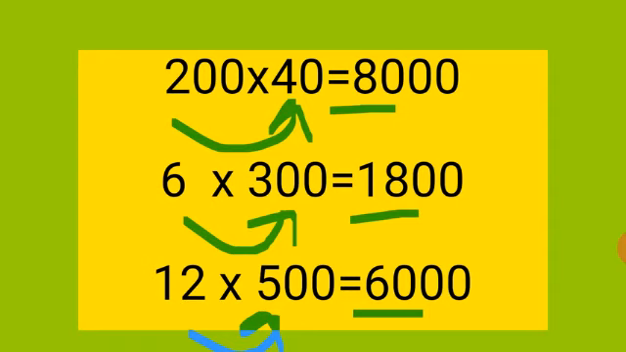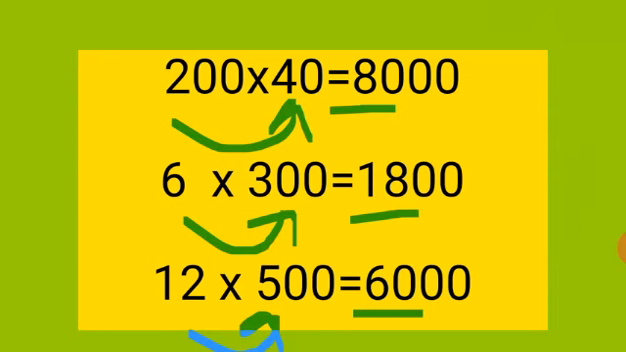Okay, if we move to the next one, 6 into 300, now what we have to do, 6 threes are 18. Again the same thing, we just have to multiply the first two numbers. First number, 6 threes are 18, and then it is going to be followed by 2 zeros, taken from the 300, and it is 1800.